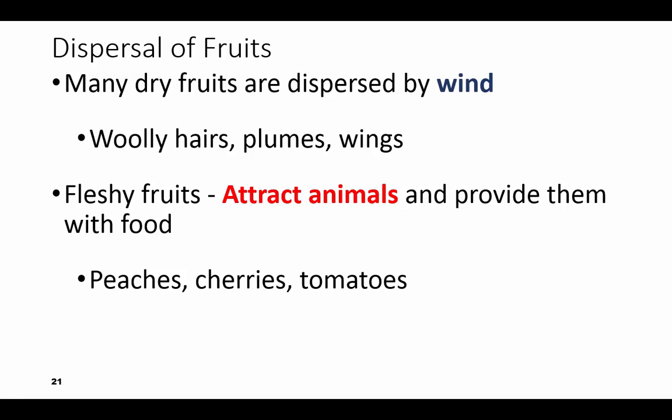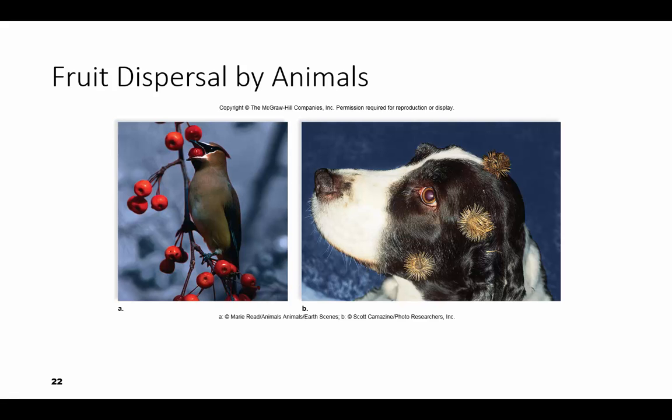Now, how are fruits dispersed? Many of them, if they're dry fruits, can be dispersed by wind because they'll have woolly hairs or plumes or wings on them. If it's fleshy, it's going to be dispersed by animals because the animals are attracted to the taste of the fleshy fruit. The peaches and cherries and tomatoes. And you can see there where all those things get stuck on the dog's fur.